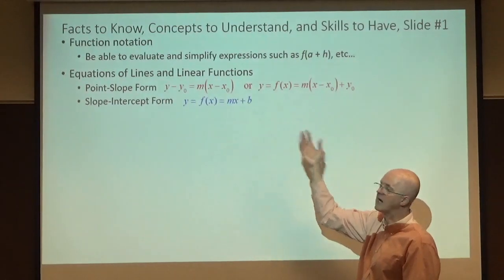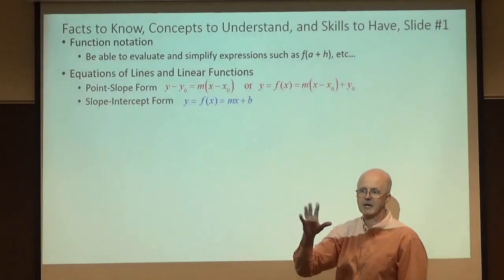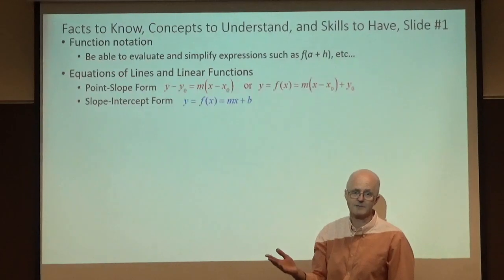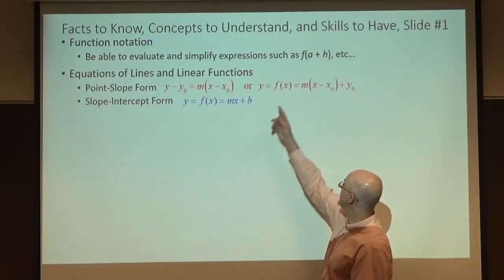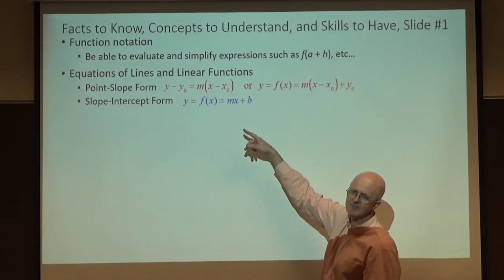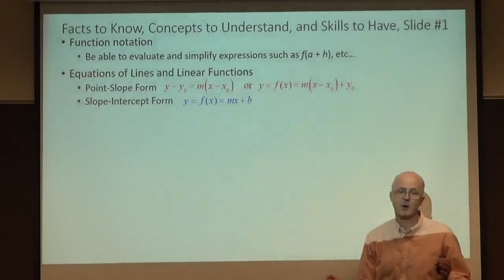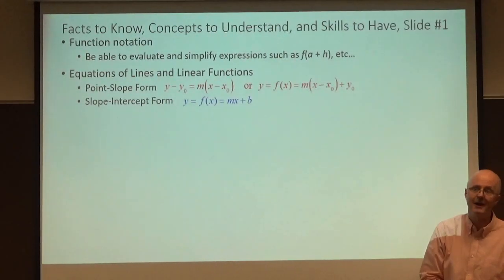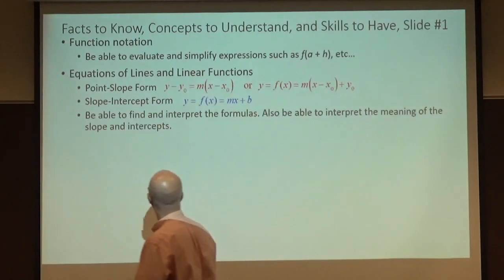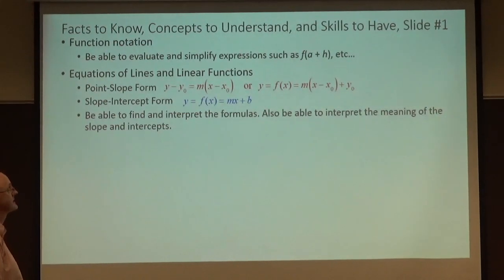Or maybe you know a couple points on the line. There's another thing that could happen. I give you a problem with a couple points. The first thing you have to do is find the slope, the rise over the run. And then you either use point slope form, or you go right away to slope intercept form and you solve for b by plugging in one of the points. That's another approach people often use. Any of those approaches is fine as long as you don't make a mistake. Okay? Be able to find and interpret the formulas, including the meaning of the slope and the intercepts.